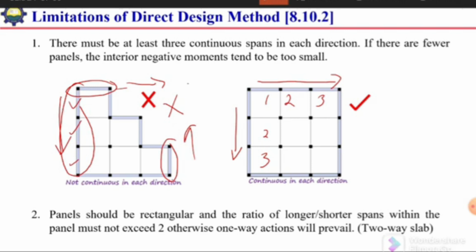Okay, second is panels should be rectangular and the ratio of longer to shorter span within the panel must not exceed 2, otherwise one-way action will prevail. So the direct design method is only applicable for two-way slab. So the slab must be two-way. So all panels of the slab system must be two-way slabs. If any of the panels has one-way action, then again the direct design method will not be applicable.